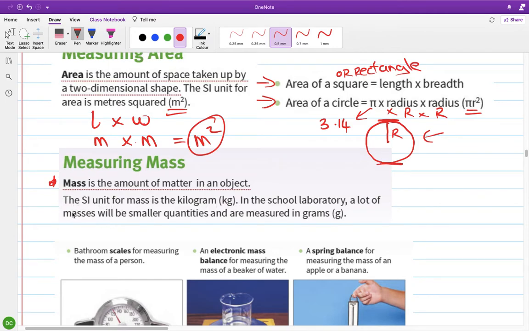The SI unit for mass, so the standard unit for mass, I don't know if we had this in our list the other day, is kilograms. And again, speaking about what I spoke about with centimeters, a lot of the time it's more appropriate to measure in grams, depending on what it is you're measuring.